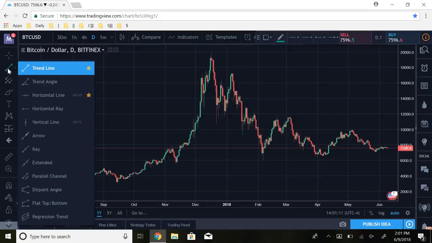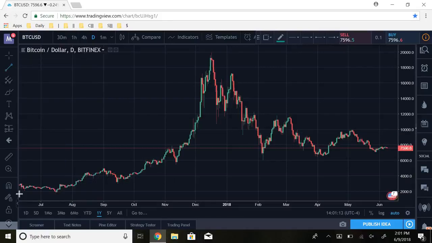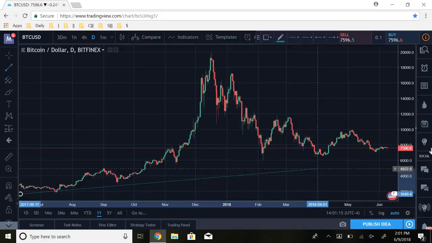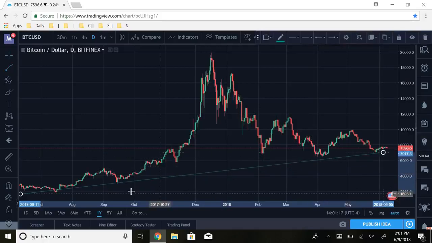So getting into these trend lines, like I said, you're just going to be looking for basically a long-term support. Trend lines are similar to support and resistance lines, basically, but they are not horizontal most of the time. Trend lines will usually follow the price of the asset a lot closer than support and resistance lines do.